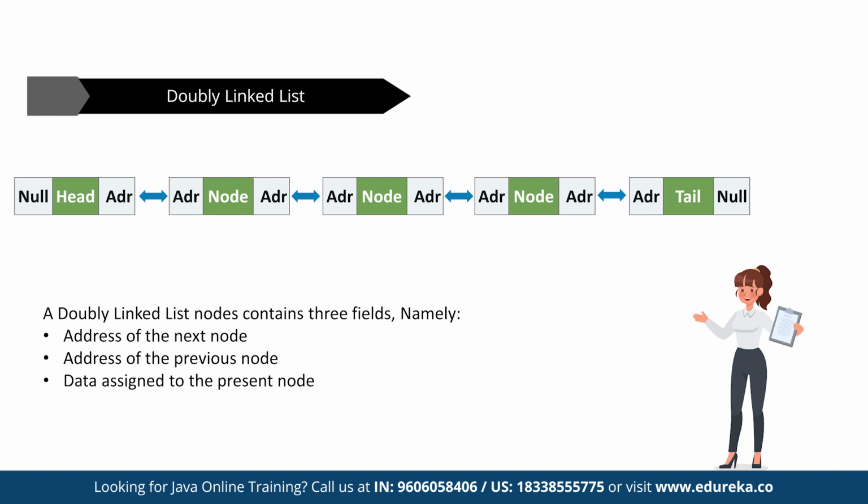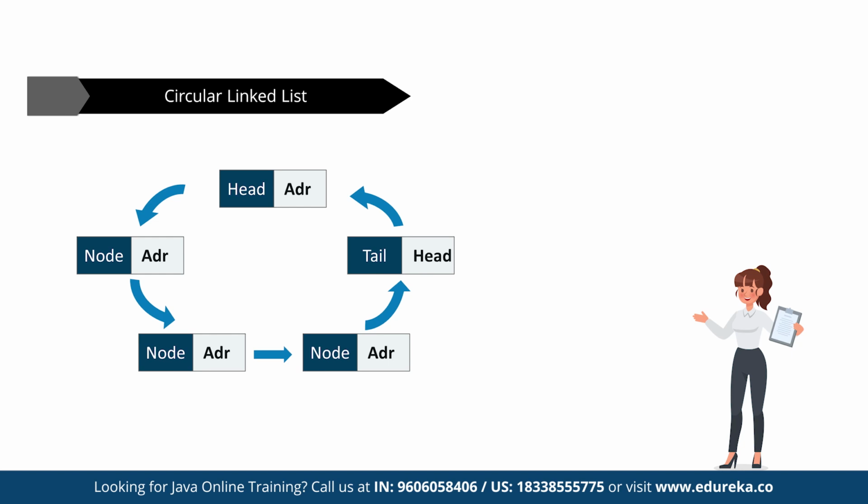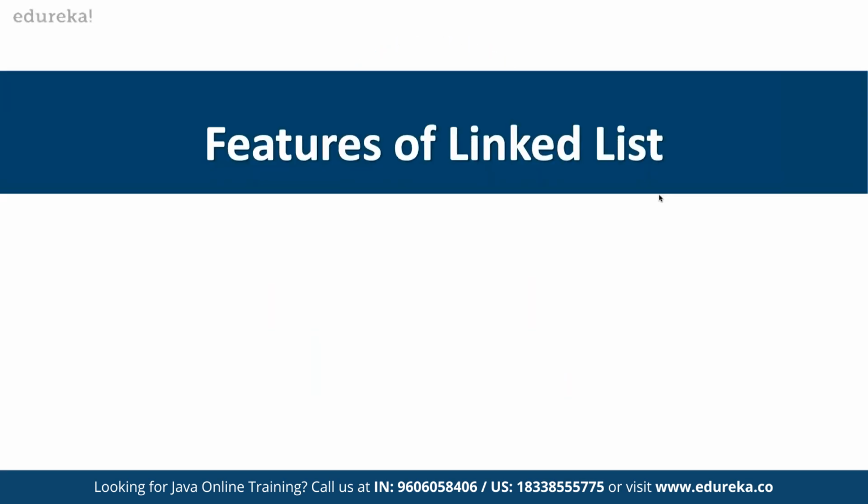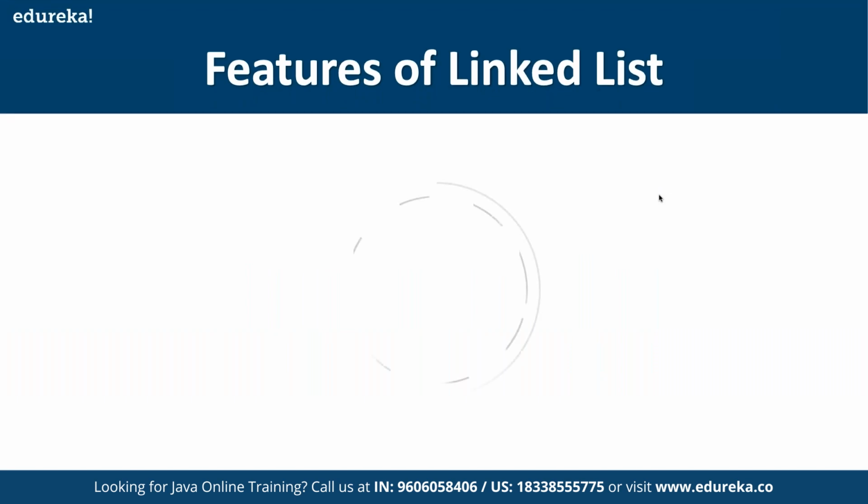So that is what we refer to as the bidirectional, or we can say the second type, which is doubly linked list. And then we have circular linked list, where we have data again available for the next node itself.